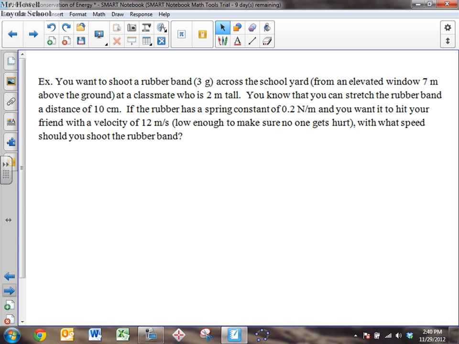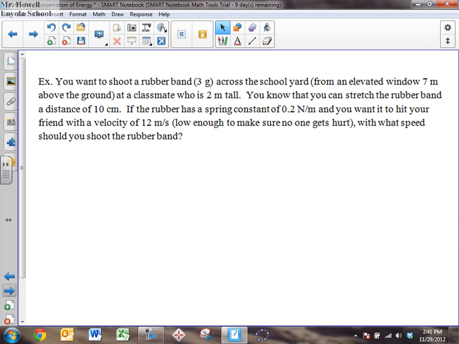So if the person gets hit in the head, when the rubber band hits you in the head here, it's at a height of 2 meters. So there's potential energy at the end still, and there's kinetic energy at the end, because it's still moving. It's moving at a speed of 12 meters per second when it hits you. But there's no spring at the bottom, so we don't have to worry about the spring there.